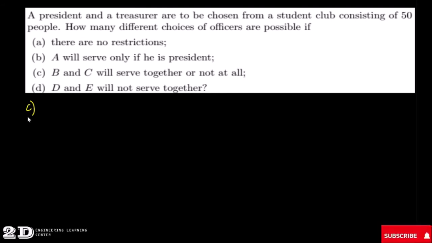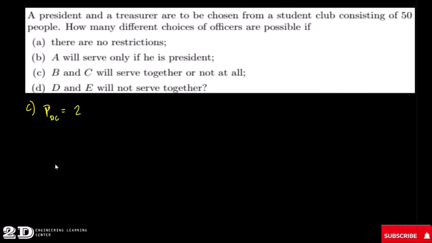So we need to find the number of ways that B and C could be chosen, and the next one is the number of ways that B and C will not occupy any of the two positions. So the first condition is the permutation for B and C chosen together, so that is P of B, C. We have two: B is chosen as president and C is treasurer, or the other way around, C is president and B is treasurer. So this is two.